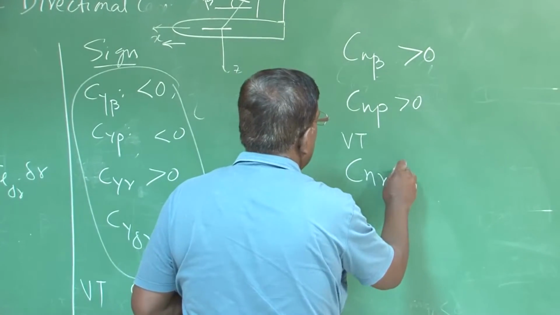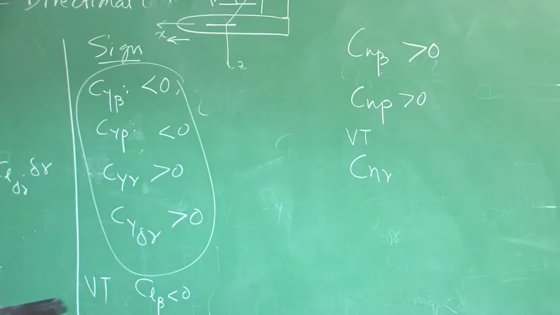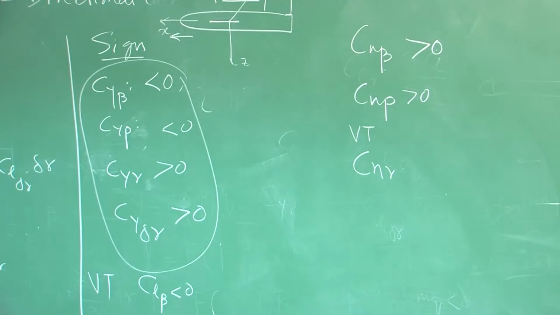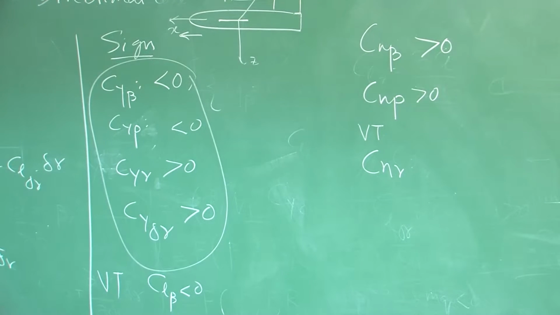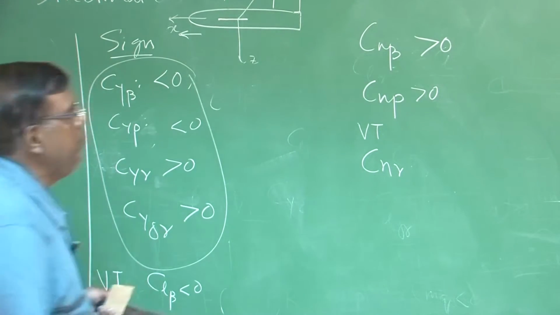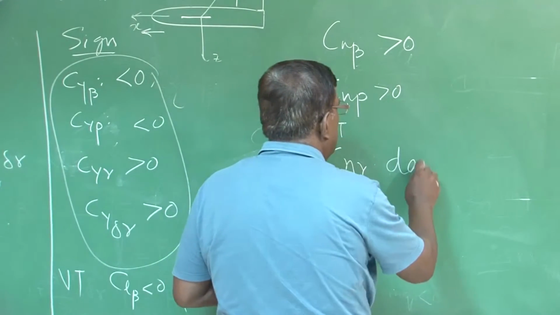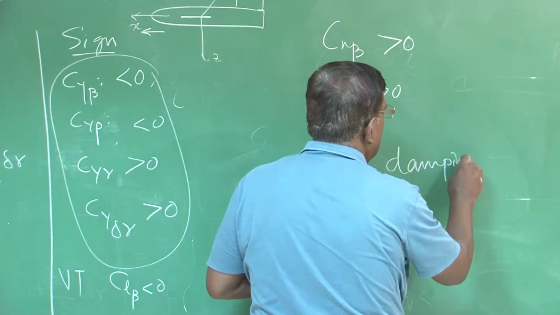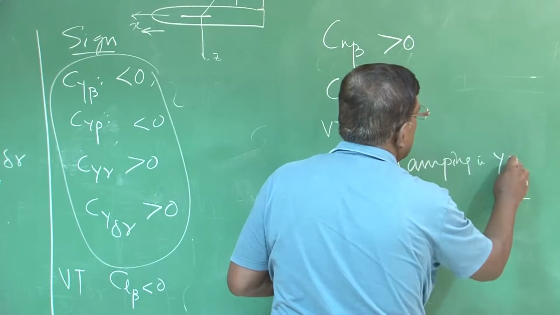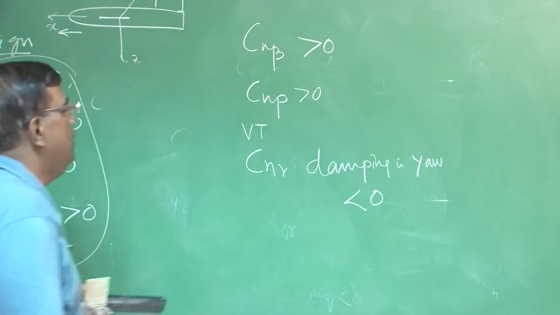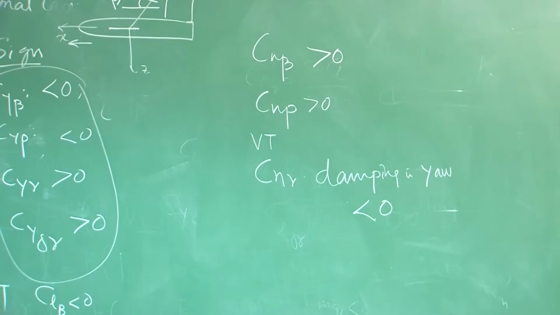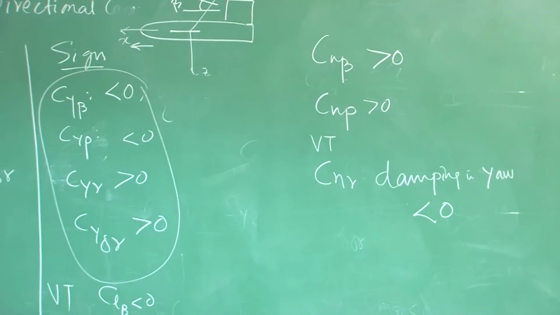Cnr, what is Cnr? You know Cmq is damping in pitch. Clp is damping in roll. So Cnr is damping in yaw, right? So this is again, for a statically stable airplane, Cnr is negative, less than 0.